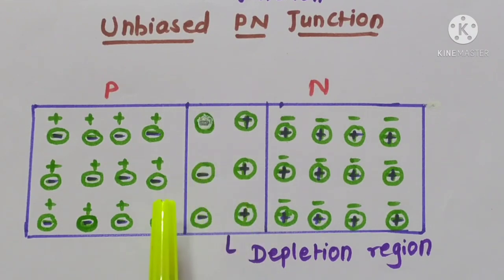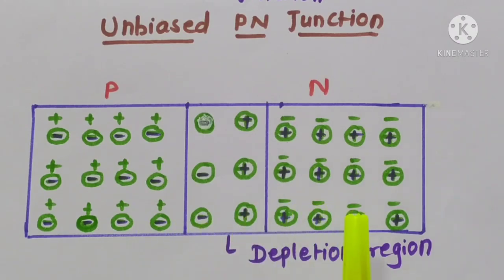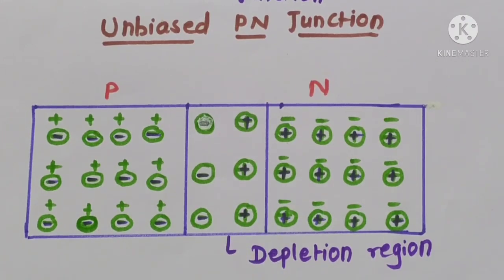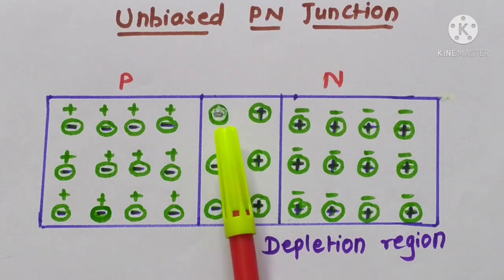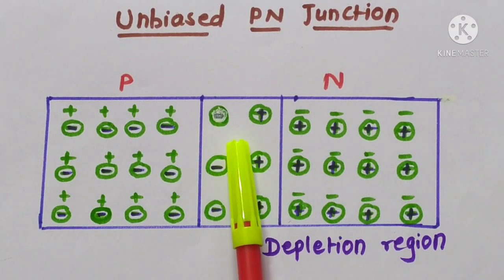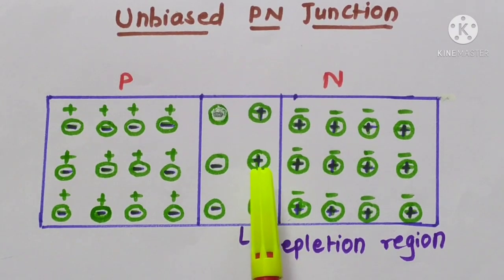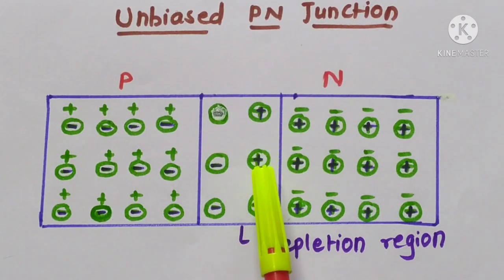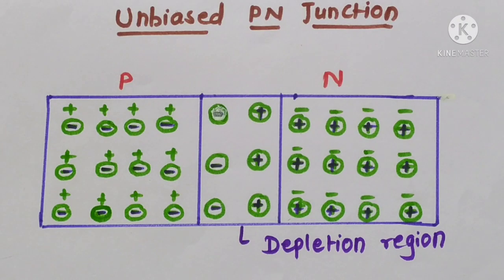The junction is depleted of free charge carriers, and due to this reason it is also called the depletion region. Okay students, this region consists of positive ions as well as negative ions, which are immobile in nature, meaning they are not able to move. Apart from this, it also contains a few charge carriers which are thermally generated in this depletion region.